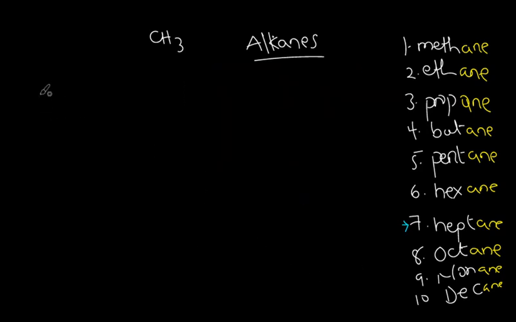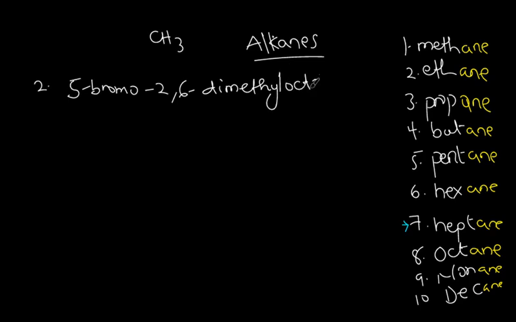The second example we have over here is 5-bromo-2,6-dimethyloctane. As usual, we look at the parent name, which is octane. Octane means we have 8 carbons, so we write 1, 2, 3, 4, 5, 6, 7, 8.